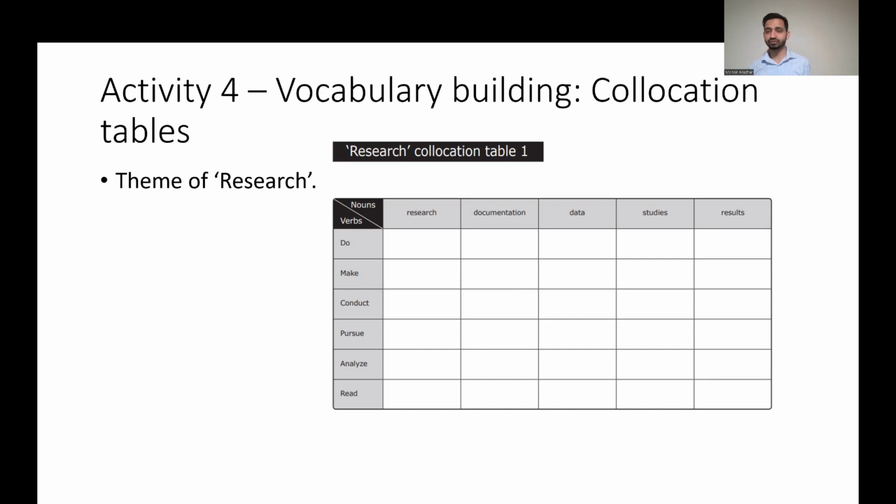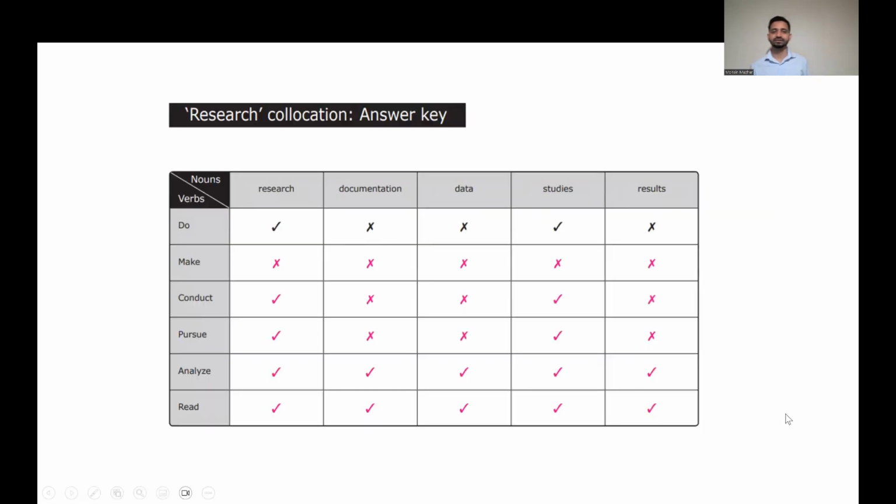For example, do research. Does it go together? Put a tick there, or a check mark. And if it doesn't go together, for example, conduct documentation, if you think these two words don't collocate together, then put a cross. Next, I'll show you all the answers. Here, do research. That's correct. So these two words collocate together.